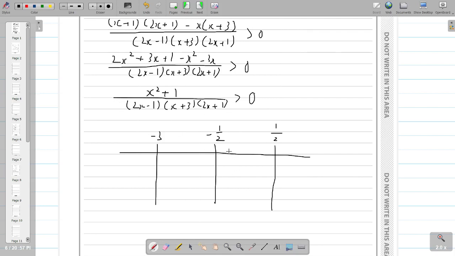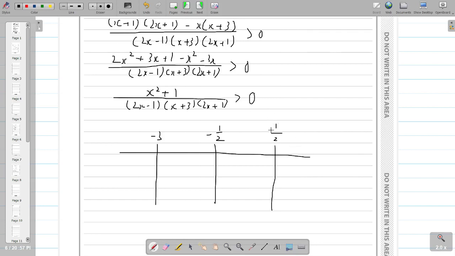So let's say we test a value between negative half and half, and if that value makes the denominator positive, then all values within this range are positive, hence we can accept that range. Because if this denominator is positive, the overall fraction is going to be positive, which satisfies the inequality we're going for. So let's test, first of all, a value that's greater than half.